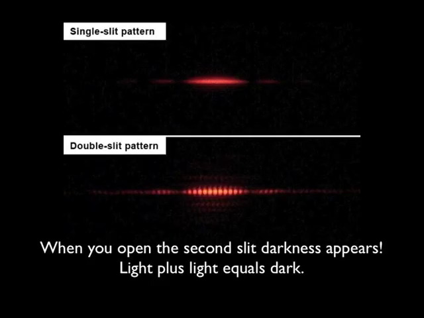Oops. And there's the pattern. The upper pattern is 1 slit. If you put light through a wall with 1 narrow slit in it, you get the upper pattern. If you open a second slit, which Thomas Young did in 1801, a different pattern appears. Blackness appears. What he discovered was light plus light equals dark. Light from 1 slit, when you add a second slit, created darkness in some places.